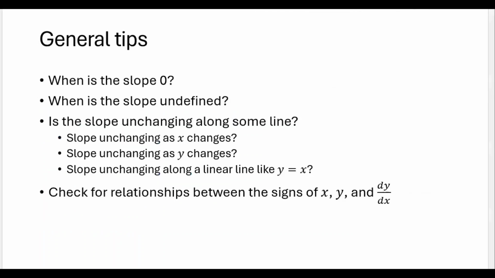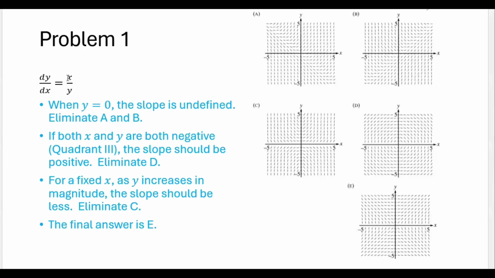Remember, for my general tips, it's helpful to know when the slope is 0 and when the slope is undefined. So when is the slope, which is dy/dx, 0 here? It's when x equals 0. Of course, y cannot be 0, but in general, it's mostly when x is 0. So where is x equals 0? That's the y-axis. So we expect flat lines at the y-axis. This one clearly doesn't have that.